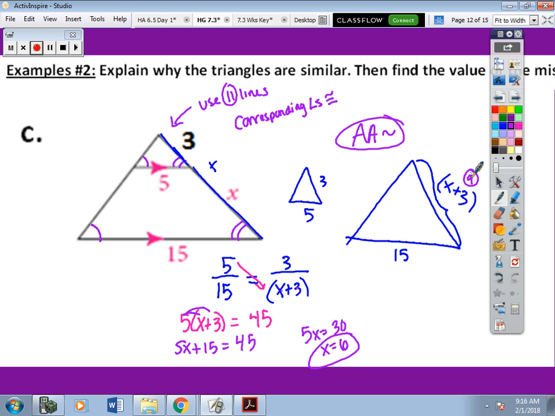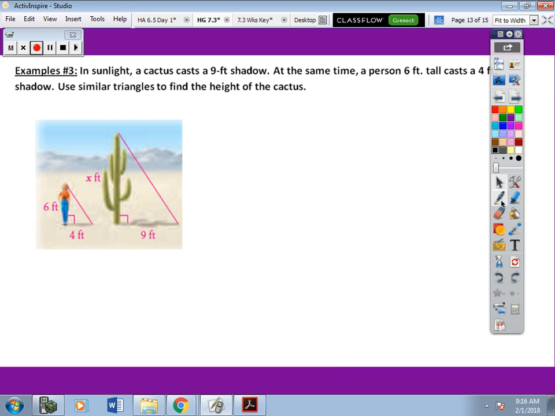All right, the last one, I wanted to take the picture off your paper and make you draw it yourself, but it's there, so sometimes they won't be there. So in the sunlight, a cactus casts a 9-foot shadow. If you were to have to draw this on your own, make sure you realize that the shadow would go on the ground. You'd be surprised how many of you would put 9 here. But if you're looking at your shadow, it's actually horizontally on the ground. A 6-foot tall person casts a 4-foot long shadow. Use similar triangles to find the height of the cactus.